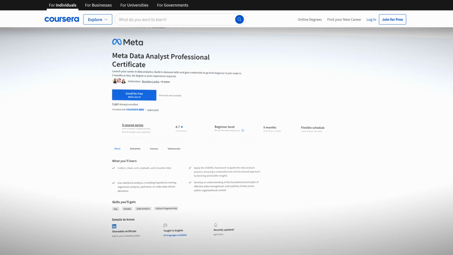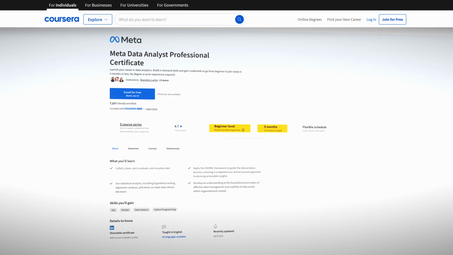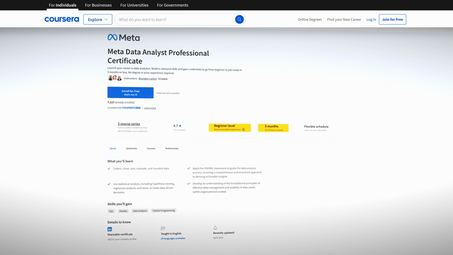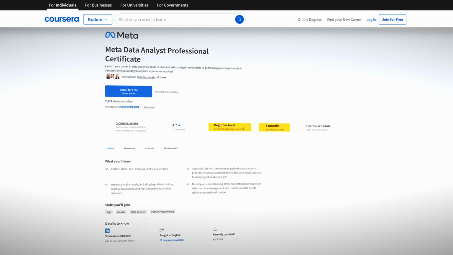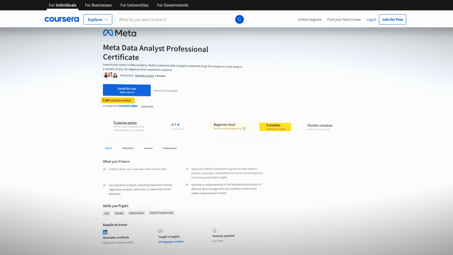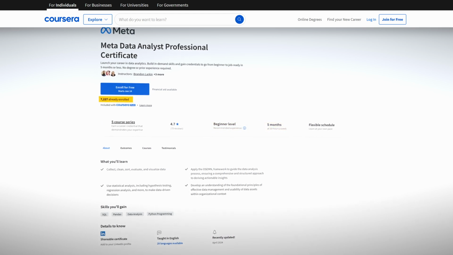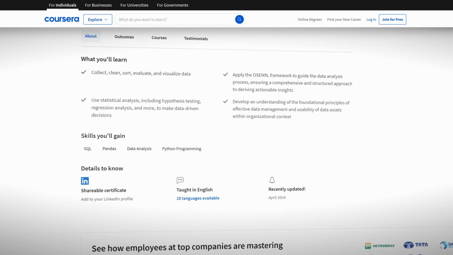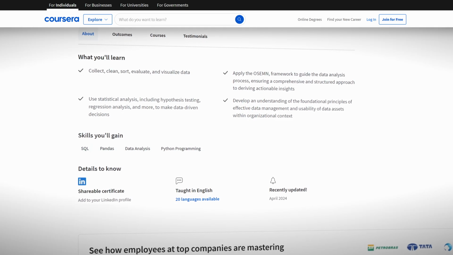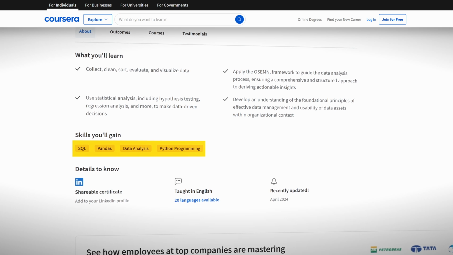Now, the Meta certificate is similar in many ways. It is also beginner level, although it's 5 months at 10 hours a week instead of 6 months like the Google one. It's very new, so at the moment of this recording, less than 10,000 people are enrolled. This can actually be a good thing as well because it makes your certificate more unique, but we'll talk more about this later. Now, the goal here is to help you launch a career in data analytics starting from zero as well. And in this one, the key skills you'll gain are SQL, Pandas, data analysis, and Python programming.